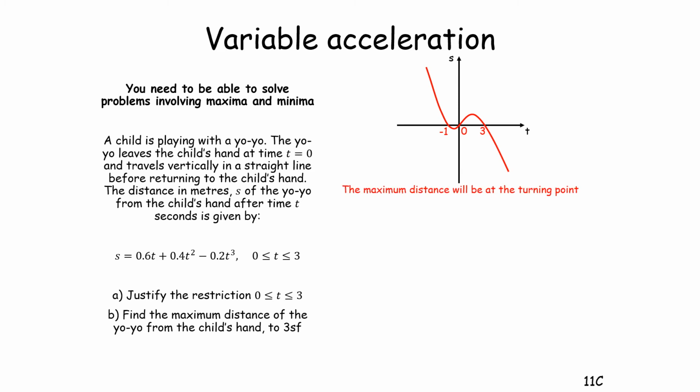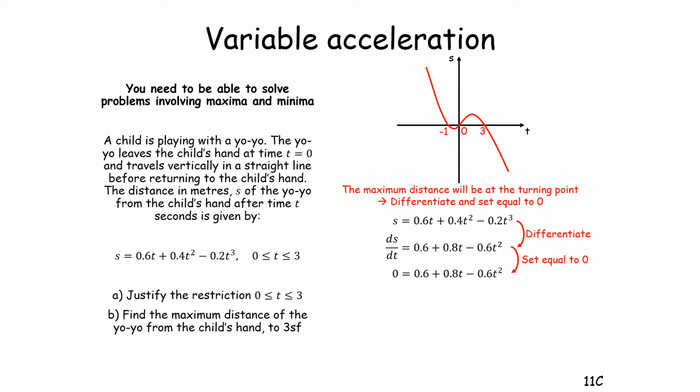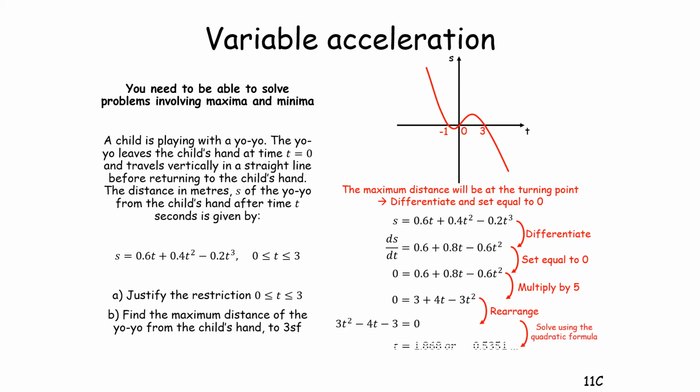The maximum distance will be at the turning point. So the maximum distance, we know the turning point. By differentiating, we could set it equal to 0. So if we do ds/dt, we get the following, and we then set it equal to 0. We multiply by 5, and then rearrange to get a nice quadratic like this. And then we solve the quadratic, and you can just plug that into your scientific calculator, and it gives you t equal to 1.868.